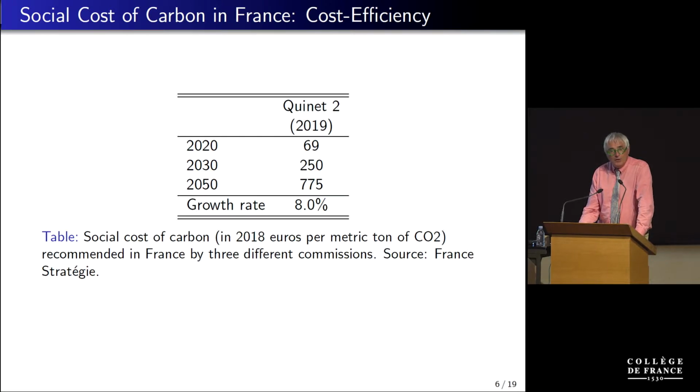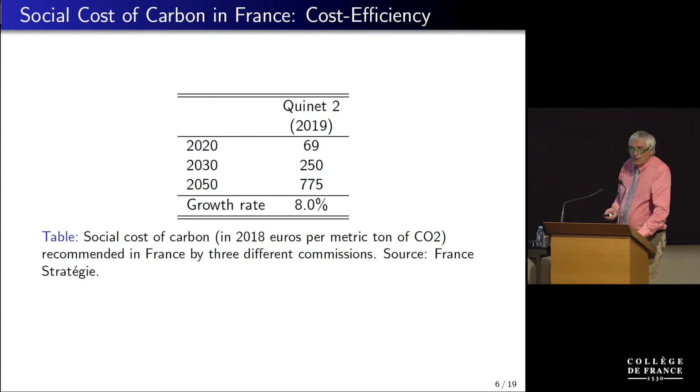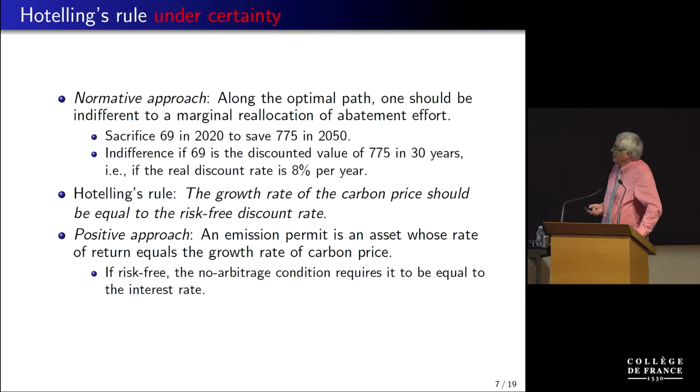I should be indifferent at the margin about that, meaning if you look at this investment, indifference would mean zero net present value, and you get a zero present value for something that costs you 69 euros today and generates a benefit of 775 euros in 30 years from now, if and only if you use a discount rate of 8%. Okay? So that corresponds to the growth rate of the carbon price, exactly.